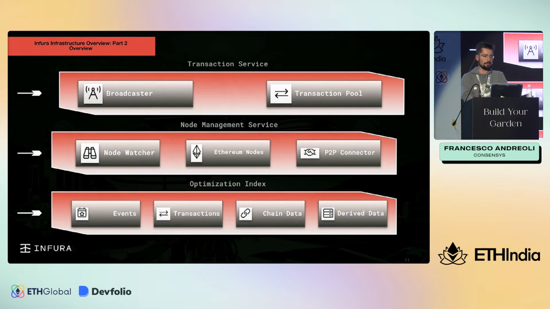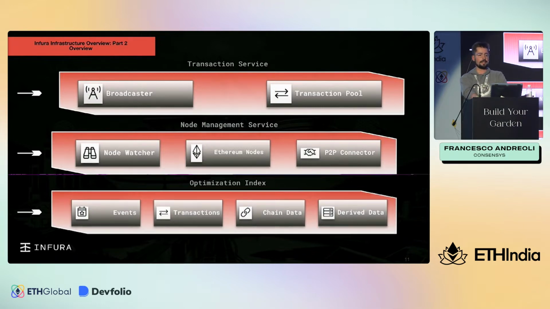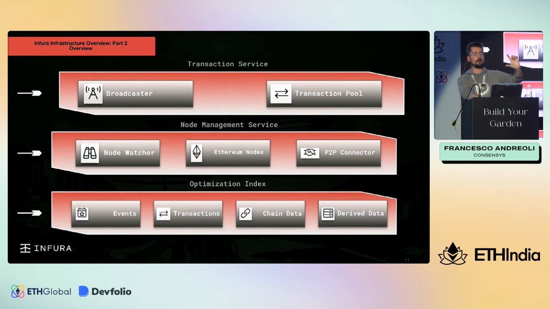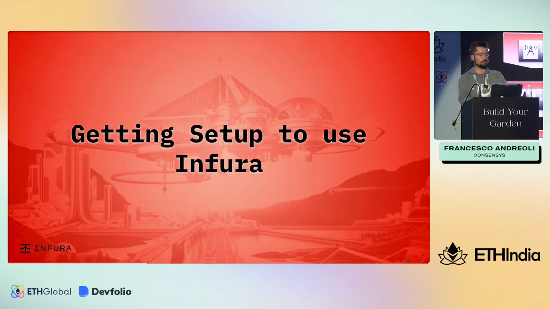This is another deep dive, a little bit on the backend side, but the most important parts are the two: the transaction service and the node management service. Basically, you can have your watcher, the nodes, and the peer-to-peer connector, and on the transaction side, you have the broadcaster and the pool. And then optimization and index store are specific tooling that you can use to record different specific features. That's also quite interesting.